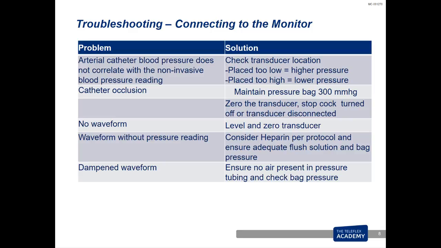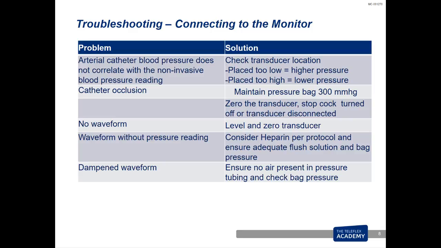One, you want to check to see where the transducer is. Remember, it has to be level at the right atrium or the phlebostatic axis. When you have that pressure transducer below the actual phlebostatic axis, the blood pressure is displayed higher. And when you have your transducer above the phlebostatic axis, then your blood pressure is demonstrated as lower. So the first thing you really want to do to make sure you have the truest blood pressure is, one, identify the best source, and two, make sure your pressure transducer is in the right location.